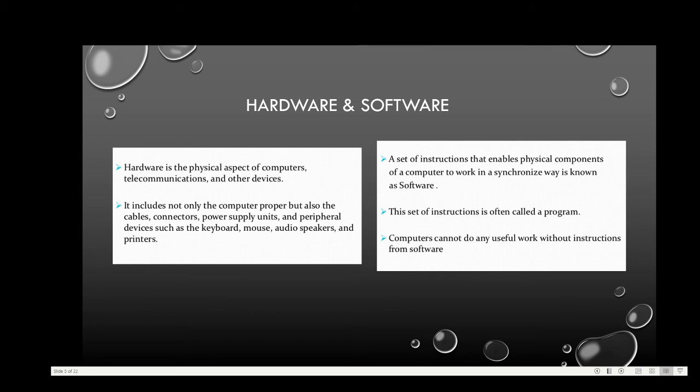And software is generally the set of instructions that help the computer to function properly. And these set of instructions are also known as programs. So without programs, a computer or any electronic gadget could not function properly, whether it be the case of a small mobile phone or any device. It needs a program in order to run.